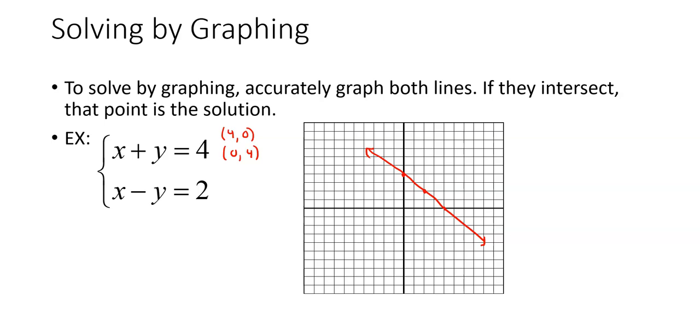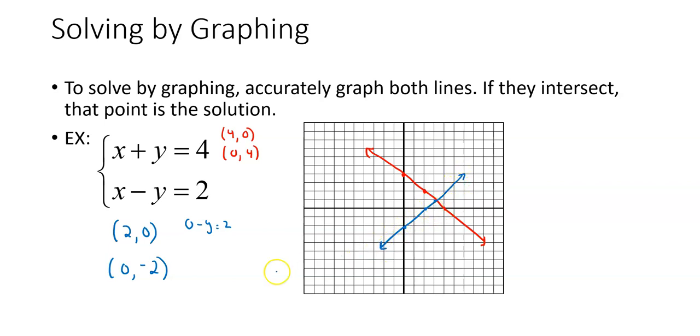The other one is x minus y equals 4. So I know if I put a 2 in for x, 2 minus 0 is 2, so I know it goes through 2, 0. What happens if I put a 0 in for x? If I put a 0 in for x, 0 minus y equals 2, so y must be negative 2, right? 0 minus a negative 2 is 2. So there's 2, 0. There's 0, negative 2. And I graph my line.